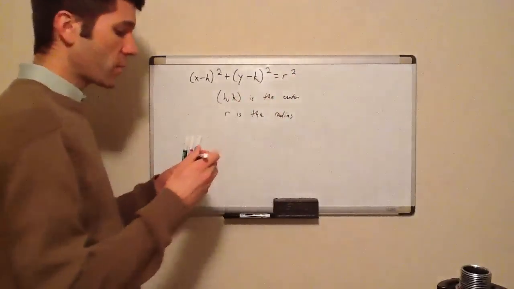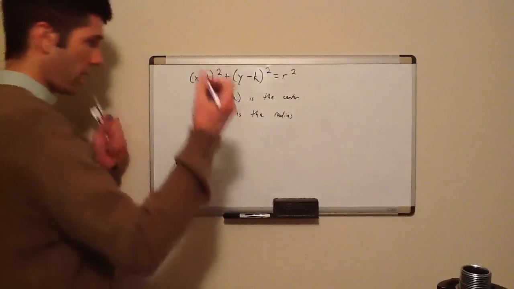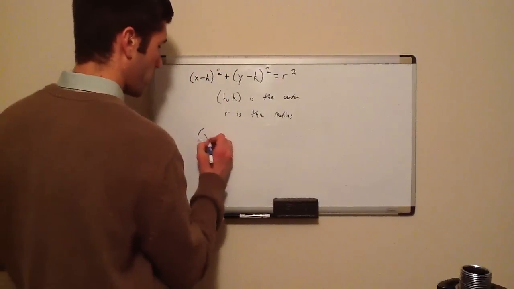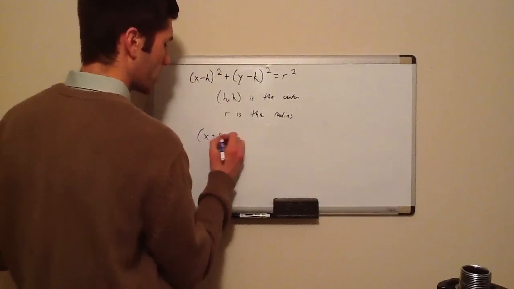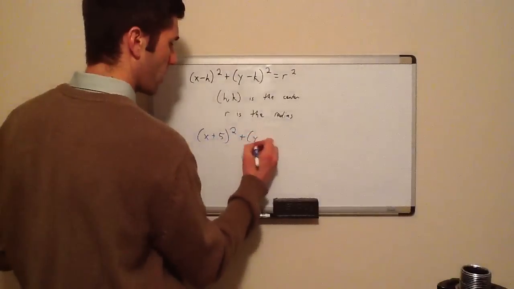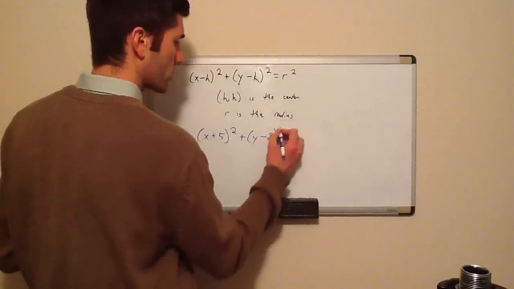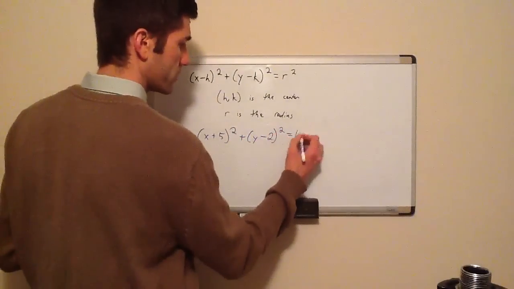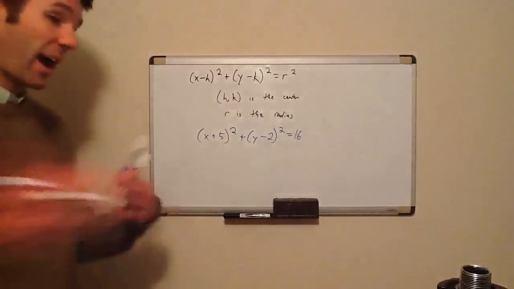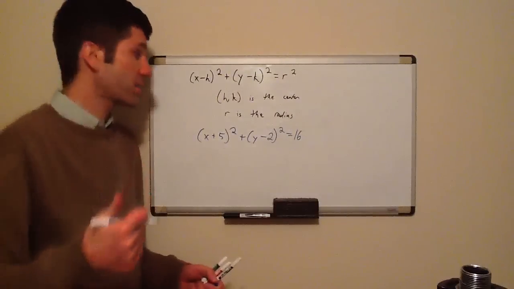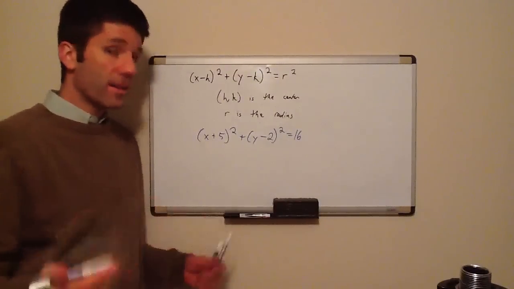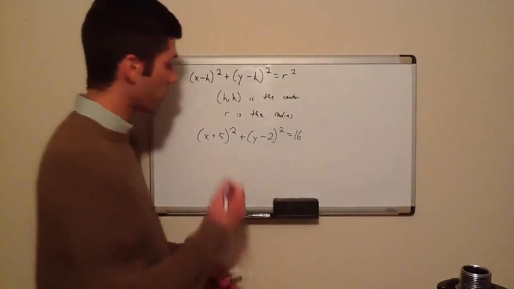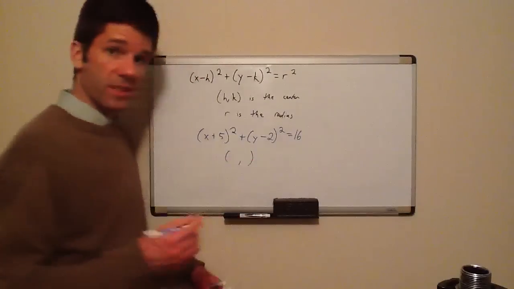If I was to give you an equation, and I'm just going to make one up, it's not on your paper: (x + 5)² + (y - 2)² = 16. And I asked you to graph it, to tell me the center and the radius, then I think it'd be fairly straightforward and easy to do, because you can easily find the center.